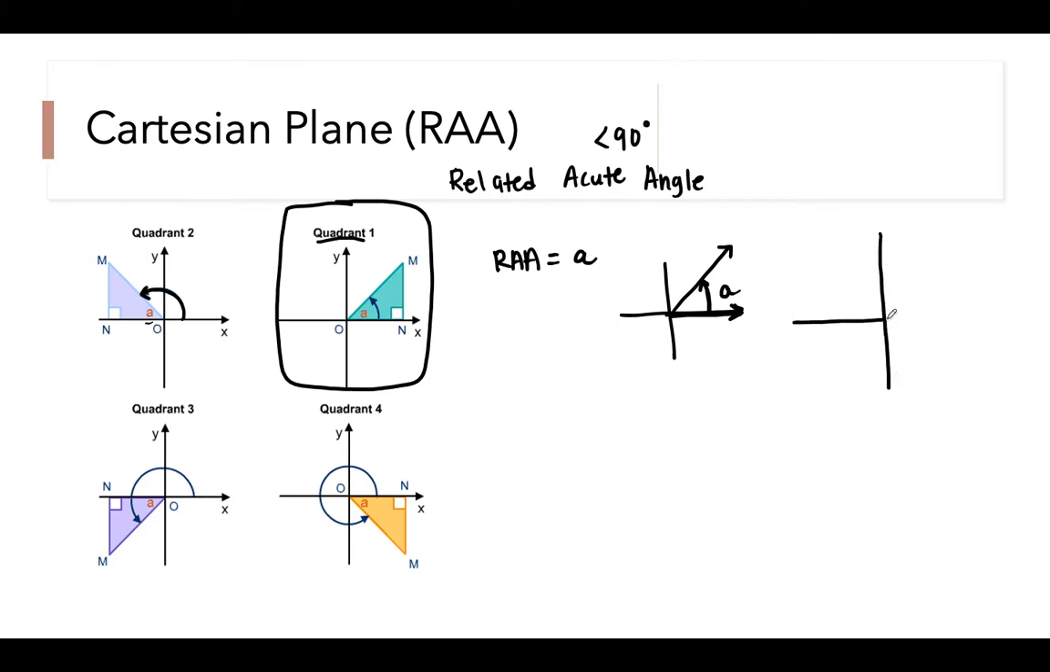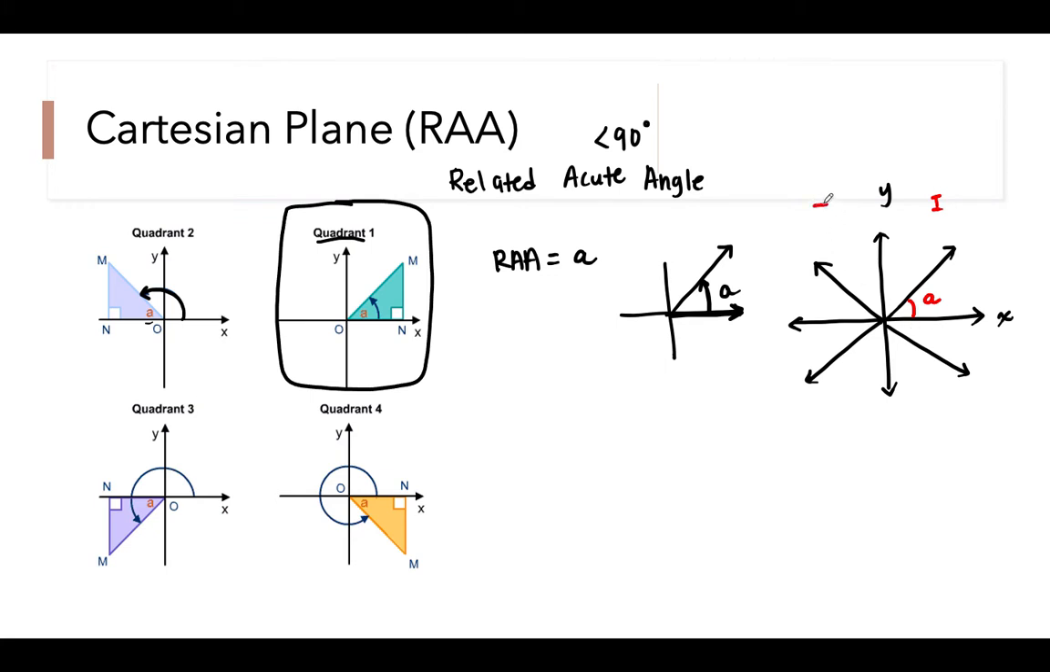So for example, this is my x-axis and this is my y-axis. Let's say I have my terminal arm over here, here, here, and here. If it's in quadrant 1, my related acute angle is from the terminal arm to the x-axis, which is here. This is my related acute.